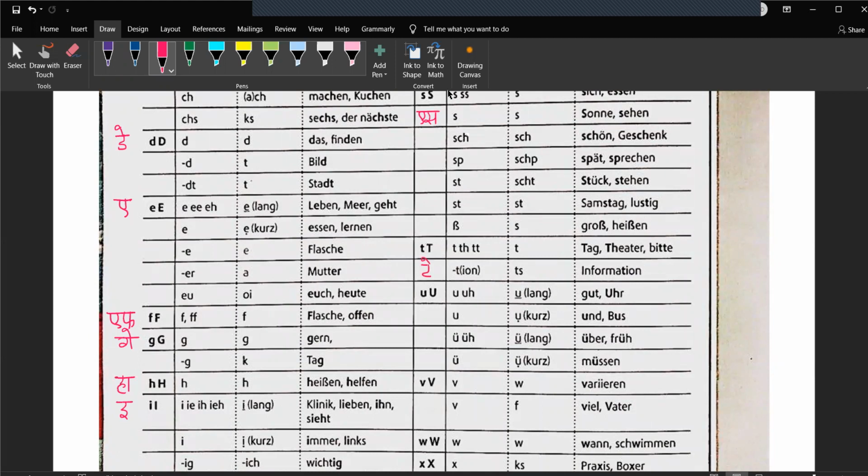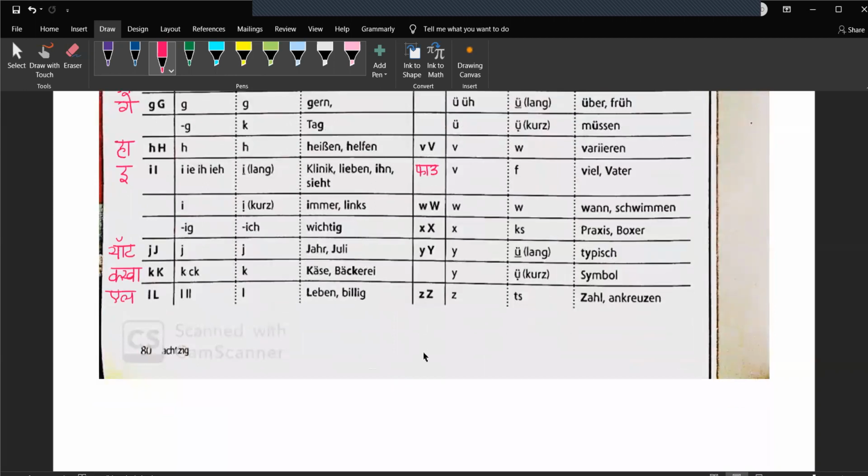T is T, U is U, V is FOW, then W is W, X is X. Now the case of Y is a bit different. It's called epsilon, as in the character itself is called epsilon, and Z is set.